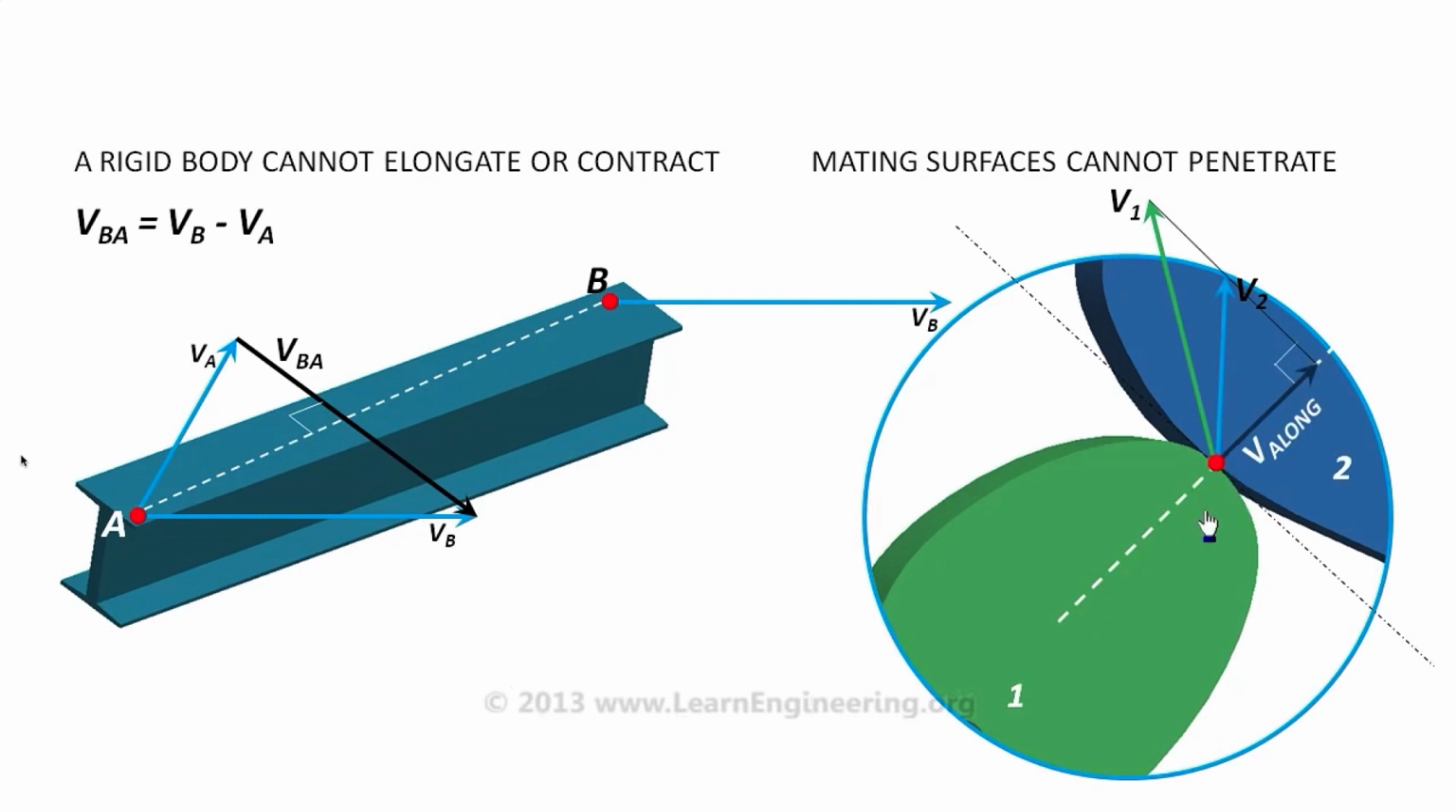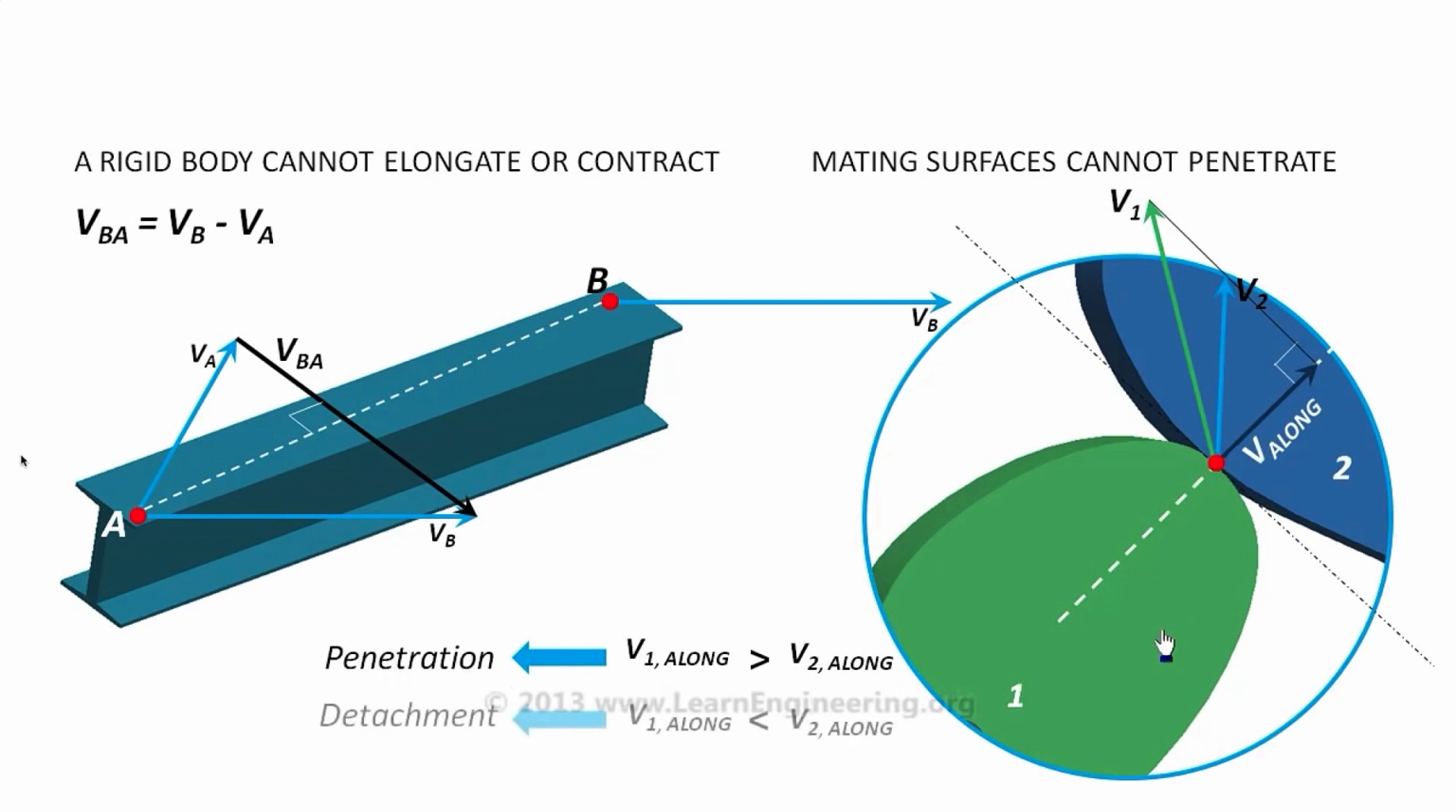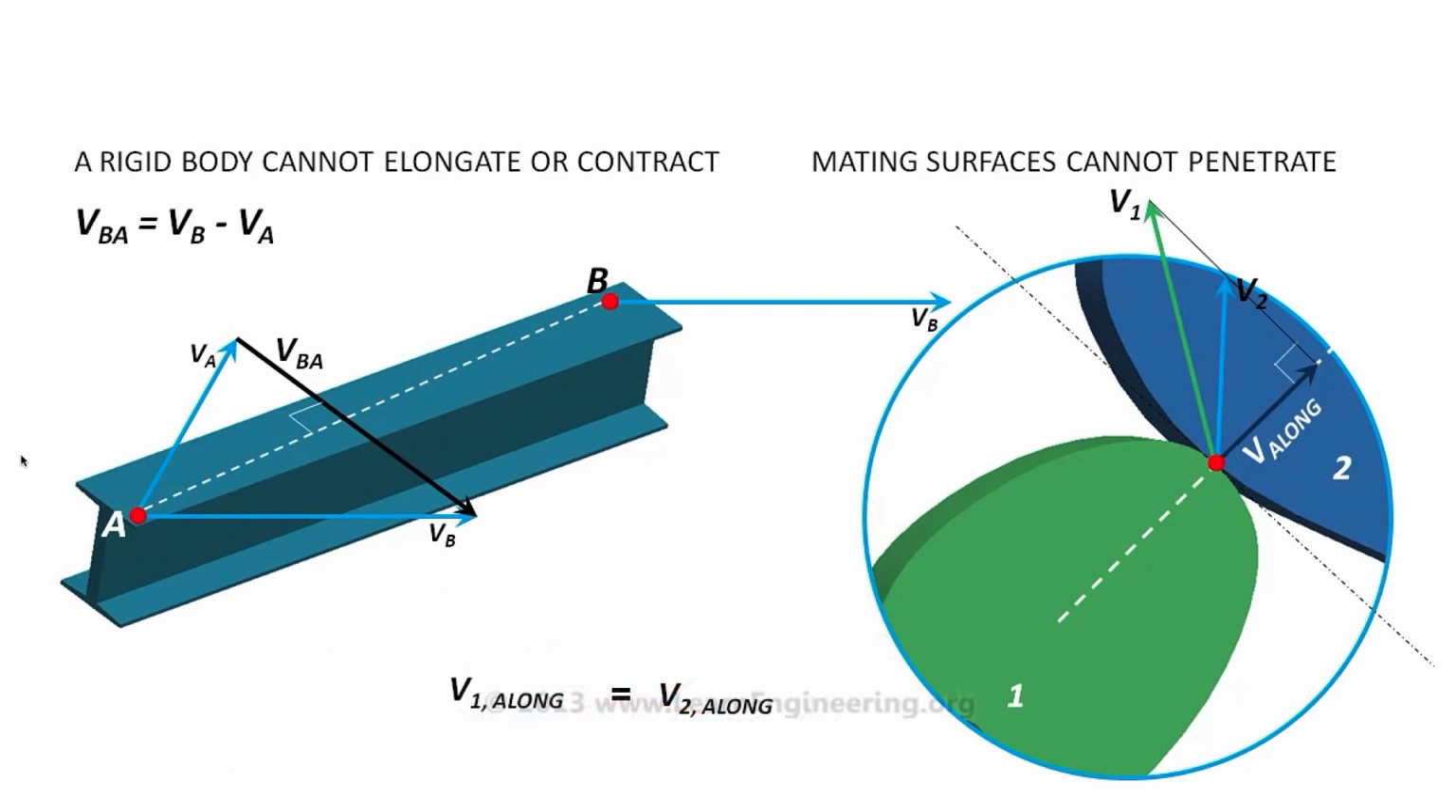If velocity component of 2 is less than velocity component of 1, then surfaces will penetrate. If opposite is the case, surfaces will detach. Both these cases are not possible for mating surfaces. So velocity components along common normal should be equal. Since velocity components are equal, if we take a vector difference of v1 and v2, it should have no component along the common normal. So the relative velocity should be perpendicular to common normal.